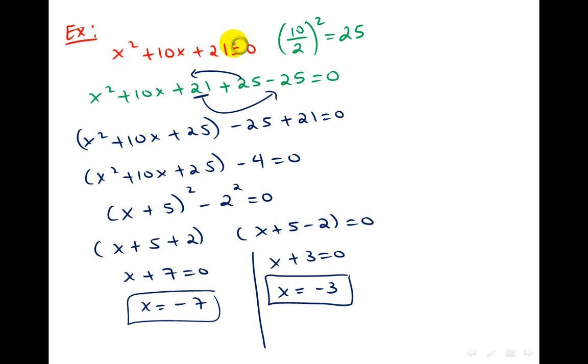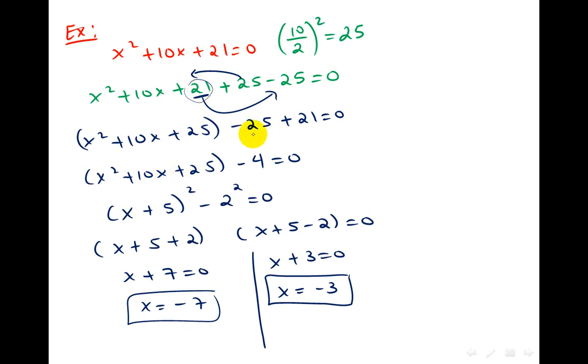I'll revise the steps for you one more time. This was the question. You took b, divided it by 2 and squared it, and you'll find 25. Now this 25, add it and subtract it on the original question. Take the added one inside, and take the constant from the question out, which will give you x squared plus 10x plus 25 minus 25 plus this 21.